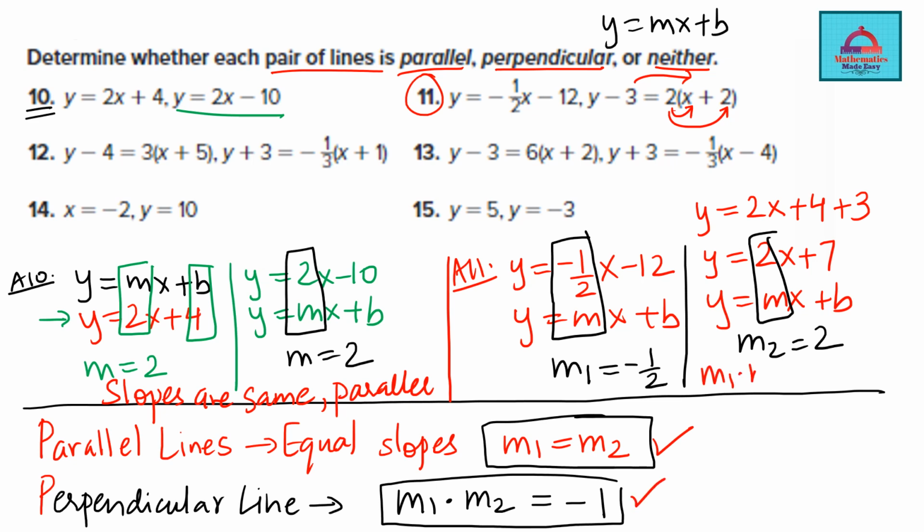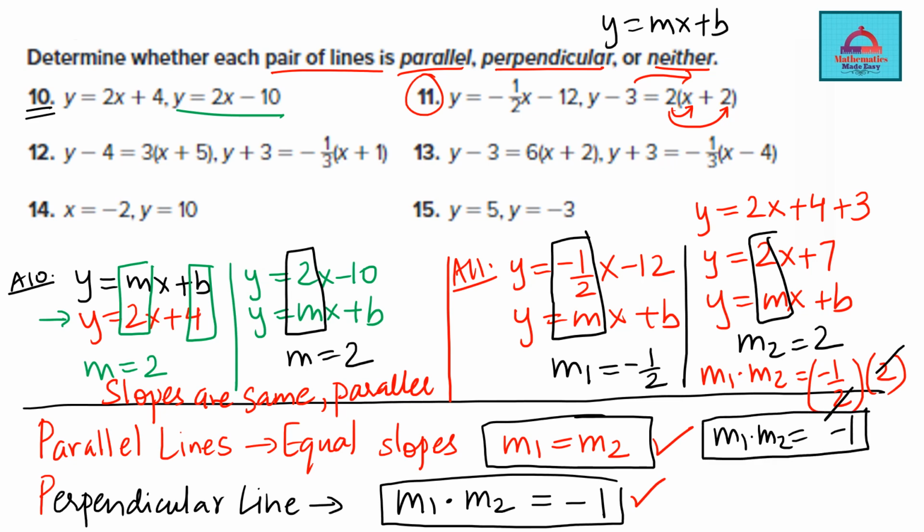Now multiply both the slopes and check, is this condition true? Let's do it. m1 multiplied by m2, that means minus half multiplied with 2. So I can cancel 2 with 2, and what I'm left with is minus 1. So because the product of the two slopes m1 multiplied by m2 is minus 1, for these lines they are bound to be perpendicular. So for question 10 we got parallel lines, whereas for question 11 we get perpendicular lines. Similarly, you can solve the remaining questions, and now I'm going to show you the correct answer in the next slide.